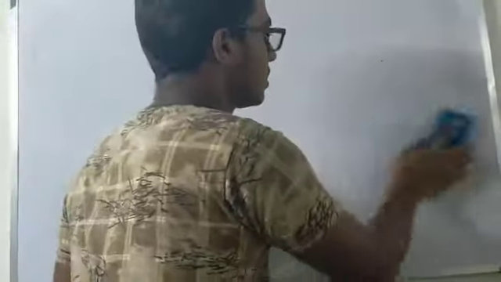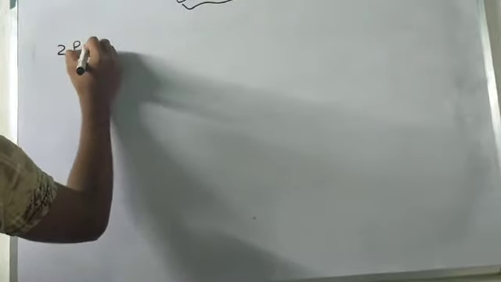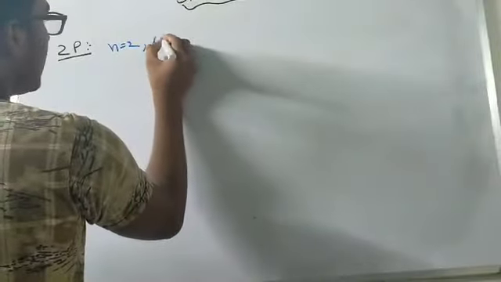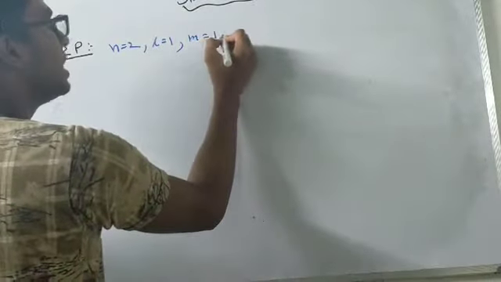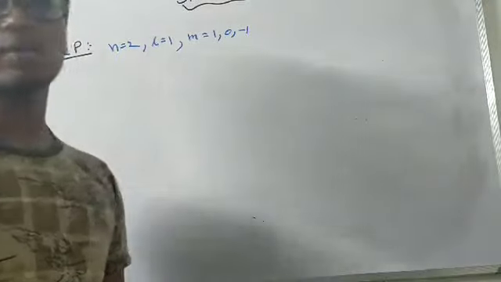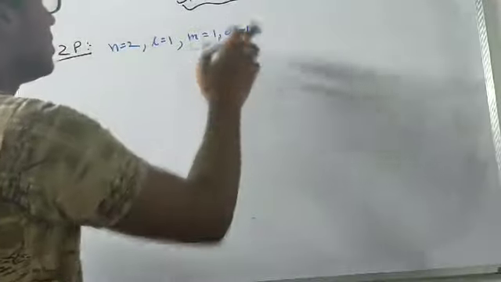Now let's go for the p orbitals. Let's say the 2p orbital. Here n equals 2, and l equals 1. Now how many m values are possible? These are simply 1, 0, minus 1, because the values of m range from minus l to plus l, including 0. So 1, 0, minus 1.